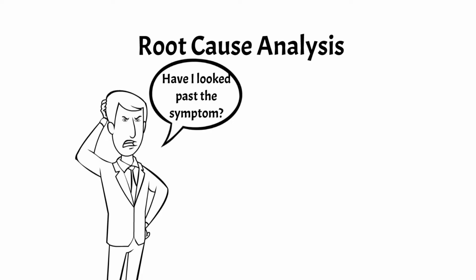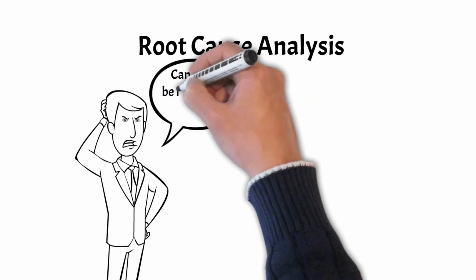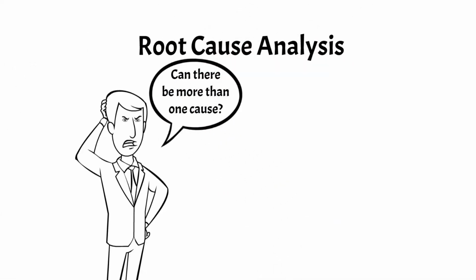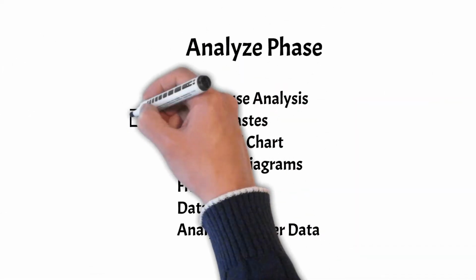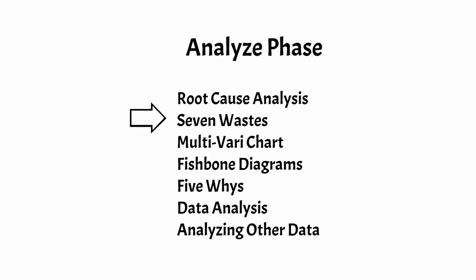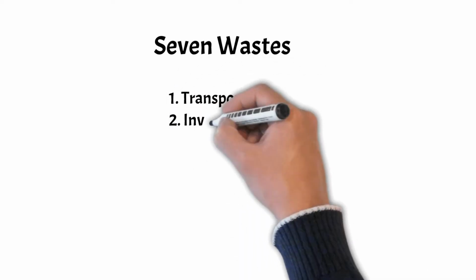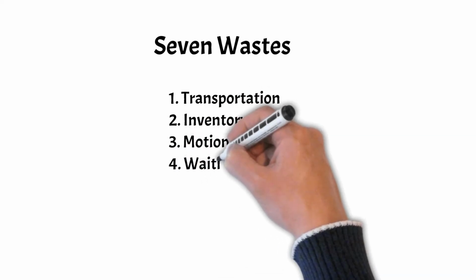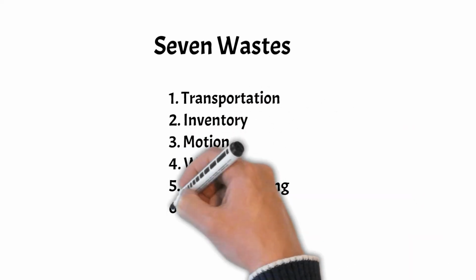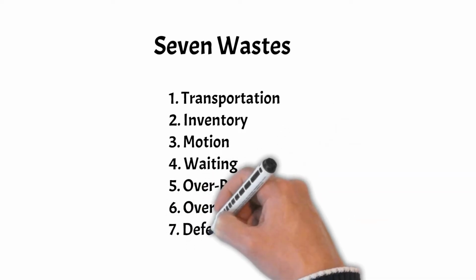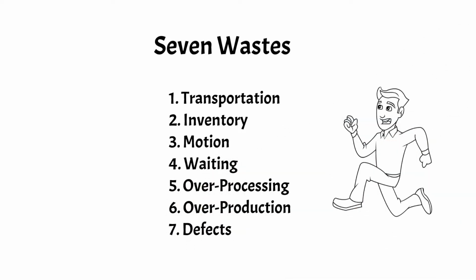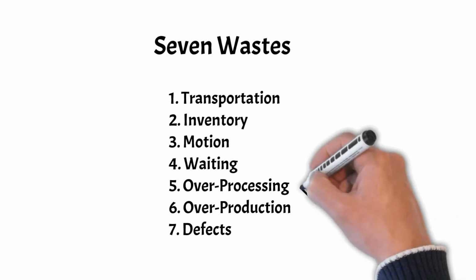Sometimes, however, there may be several causes. Nonetheless, each one needs to be uncovered. 7 wastes. Where in the process can we look to find the cause or, in some circumstances, the causes of the problem? Here is where the concept of 7 wastes can help. The potential areas of waste include transportation, inventory, motion, waiting, overprocessing, overproduction, and defects. The most relevant in this situation includes overprocessing and defects.